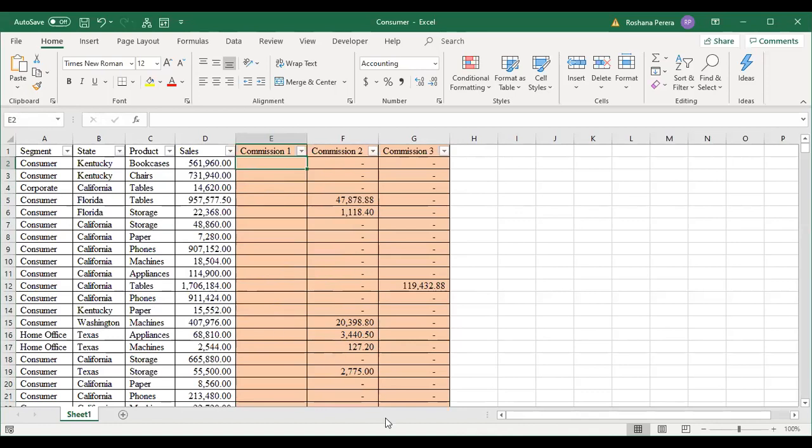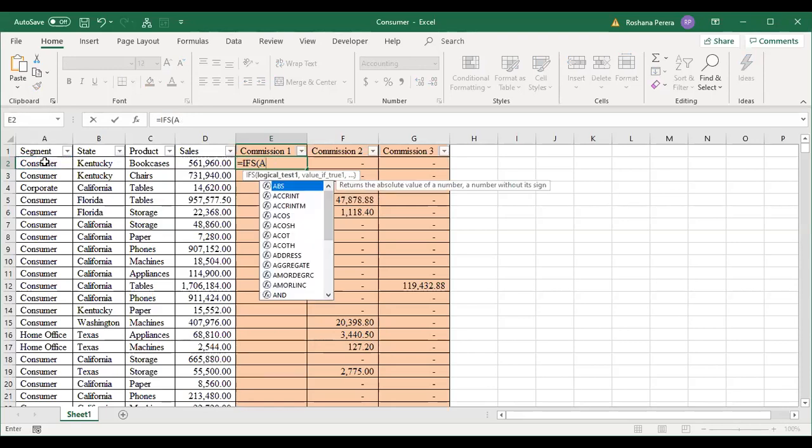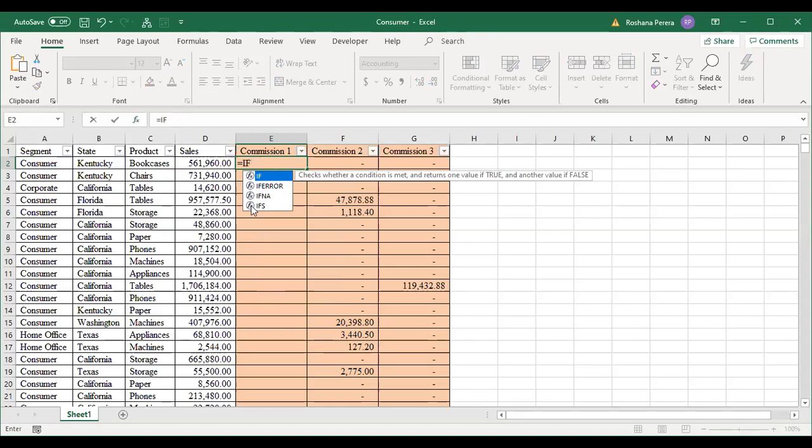Let's see what the question is first. It says that commission 1 is based on: if the segment is consumer, the commission is 3%. If the segment is corporate, the commission is 2%. And if it is home office, the commission is 1%. Okay. Then can you take us through how you managed to do that, Roshana? You have taken the IF function. Shall we put it to the expanded form? Then it is easier to see. You can take IFS. It has to be IFS.